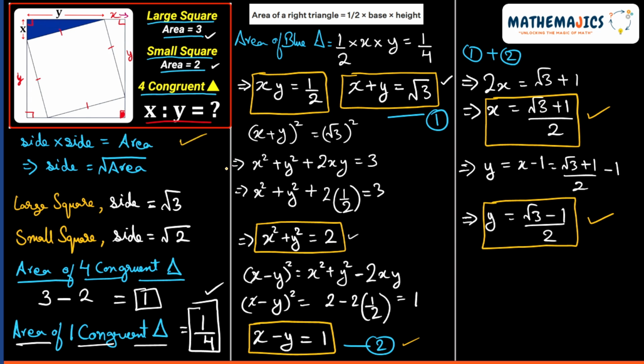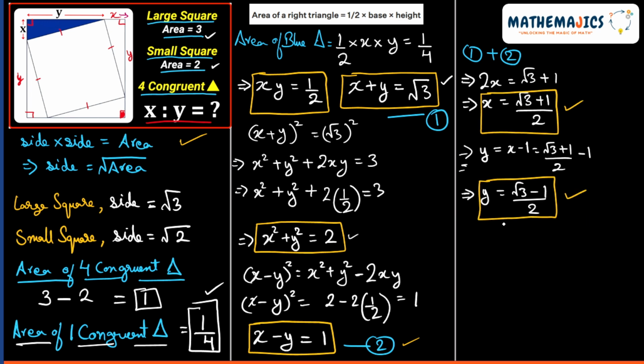Pretty long question. Yes, it is a long question. So what will be the ratio of x to y? The ratio of x to y will be (√3 + 1)/(√3 − 1). But we can still simplify this. Why? Because our denominator is not a rational number, correct? So we can rationalize it.